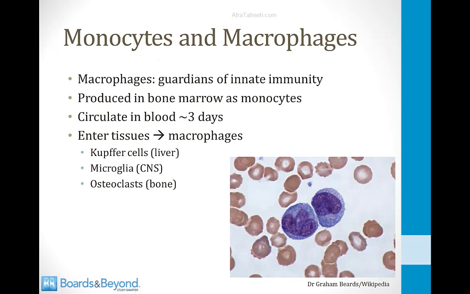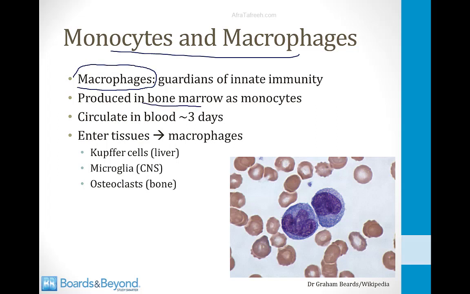So now let's begin our discussion of the individual elements of the innate immune system, and we'll begin by talking about monocytes and macrophages. Macrophages are the guardians of innate immunity. You can just think of them as soldiers standing guard behind the skin and mucous membranes, ready to consume any pathogens that get inside the body.